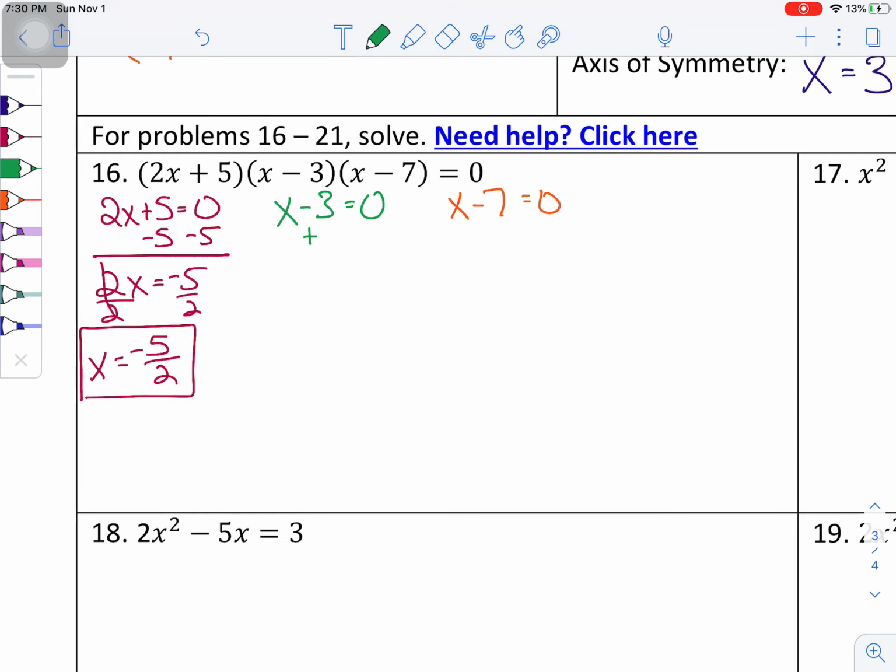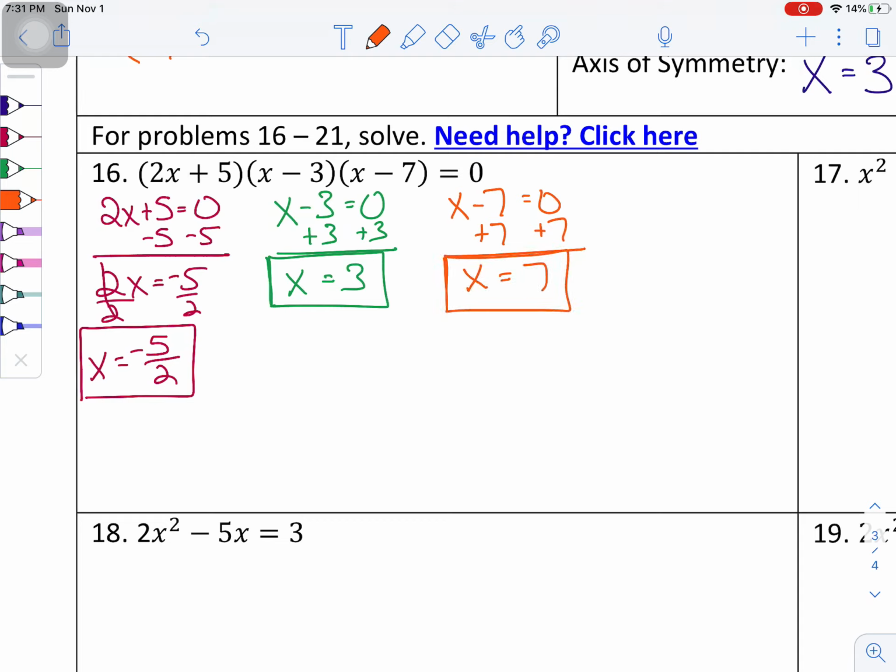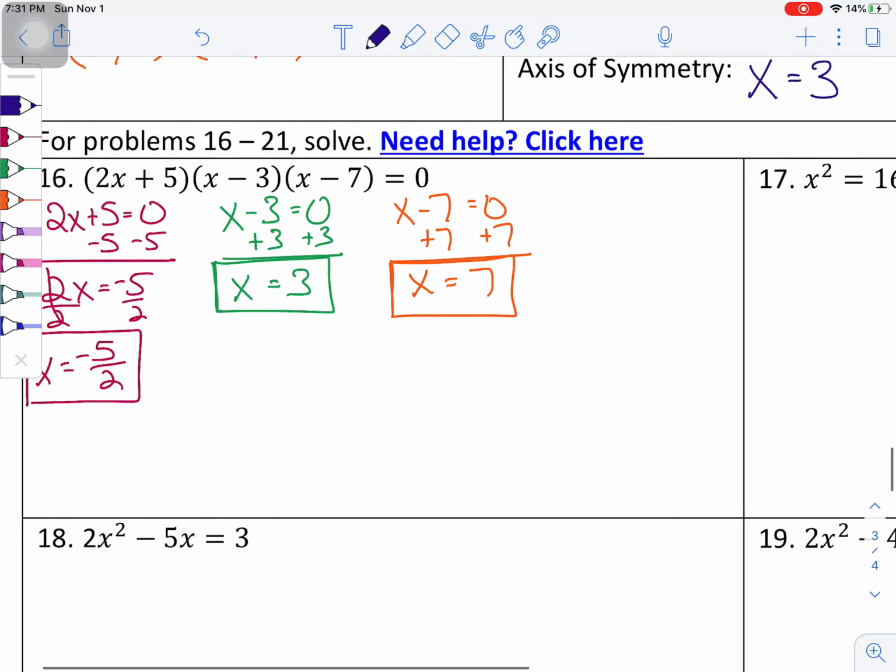x minus 3 is equal to 0, so let's go ahead and add 3 to both sides. So that's going to give me x is equal to 3. And then last but not least, x minus 7 is equal to 0, so I'm going to add 7 to both sides. So x is equal to 7. Okay, you'll notice I did not multiply this out, and I would not recommend that. In fact, that would be a foolish way to solve this problem.